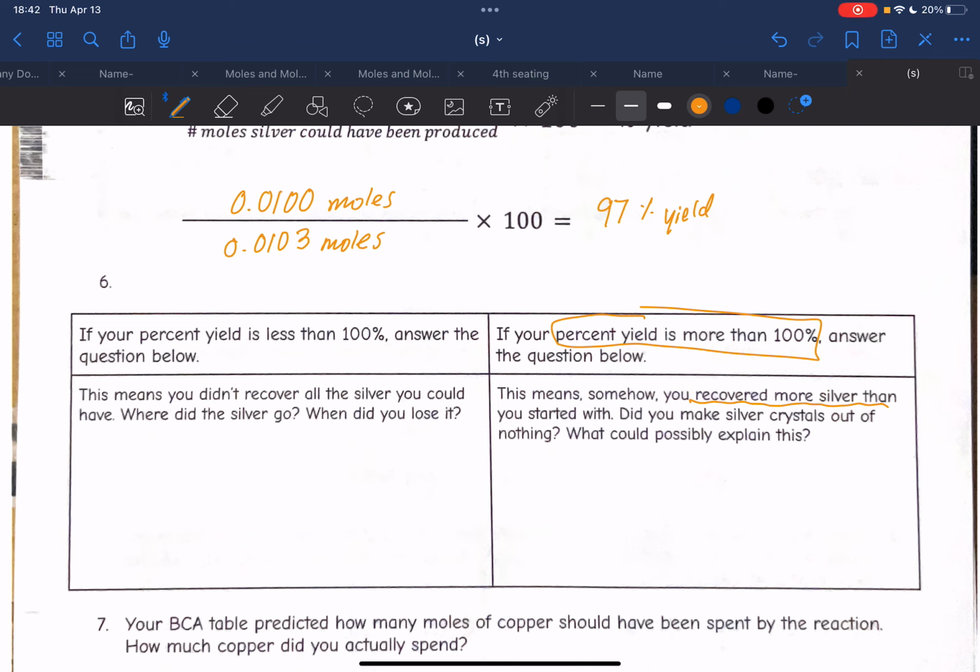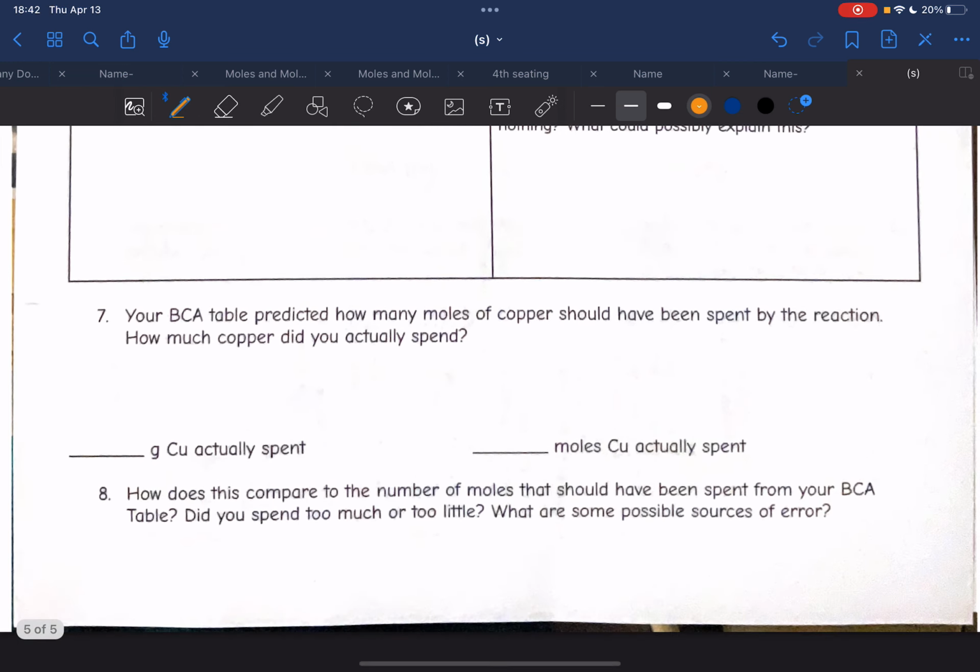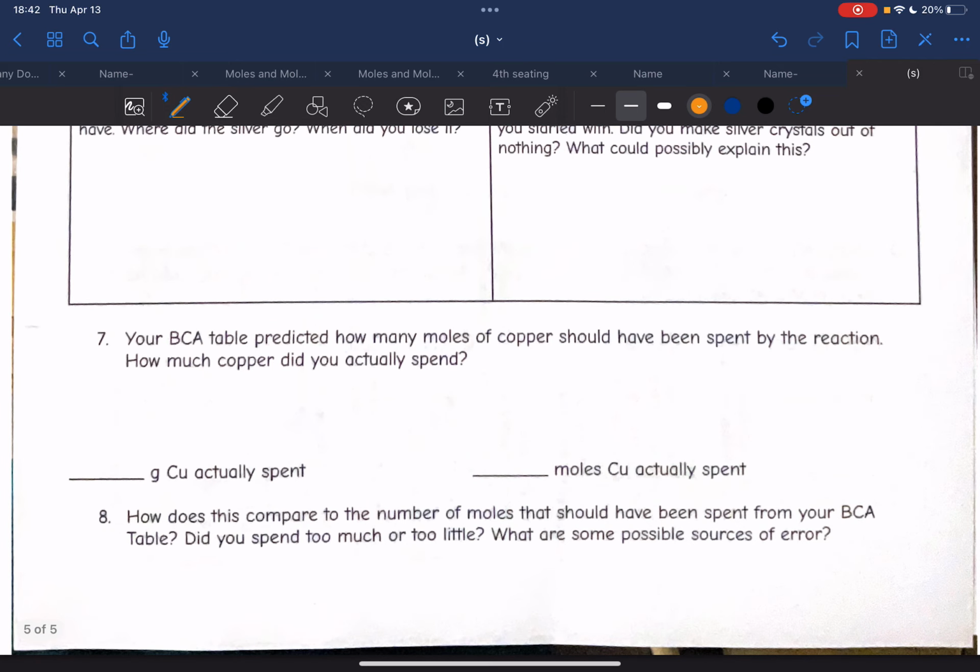So if this is you, I don't think very many of you probably had percent yield more than 100. It is possible to have our data reflect that, but there's a couple of sources of error that could cause our numbers to be like that. If you're really interested in why, come talk to me about that, because I don't really want to talk about it here, especially because I don't even know if any of you had percent yield more than 100. We can talk about that, just me and you.